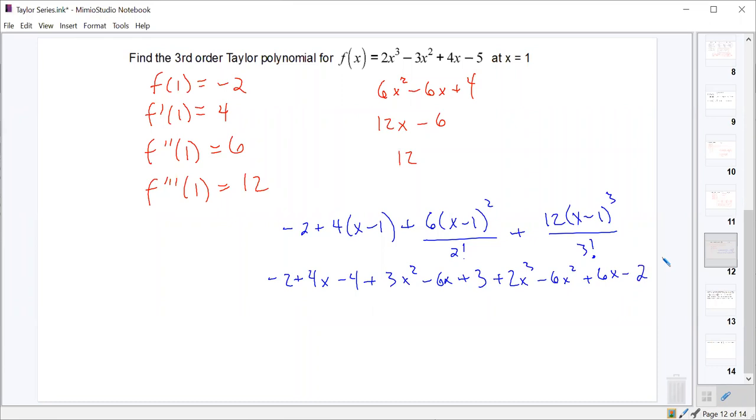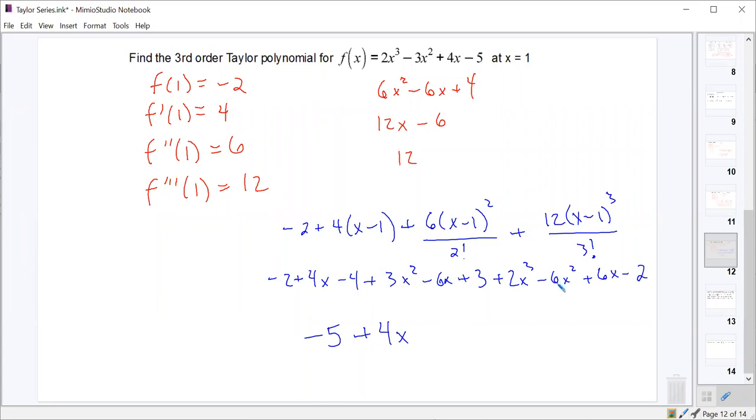And if we put all of this together, -2 minus 4 is -6, -3 and another -2 makes -5. 4x minus 6x should give us -2x, plus the 6x gives us plus 4x.